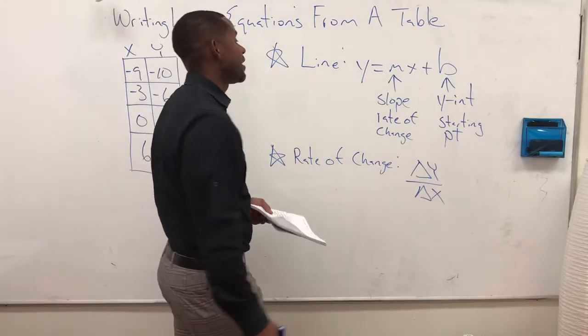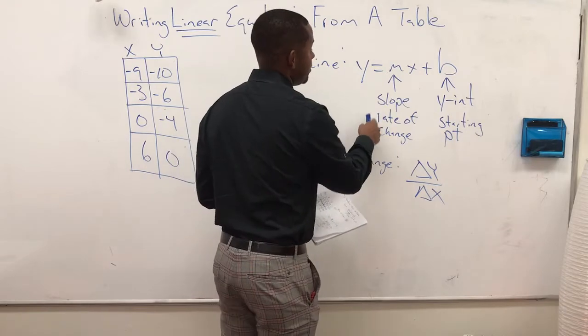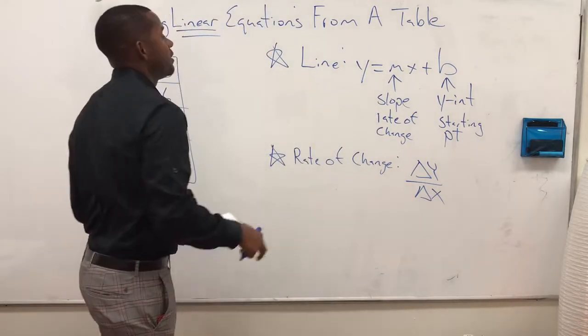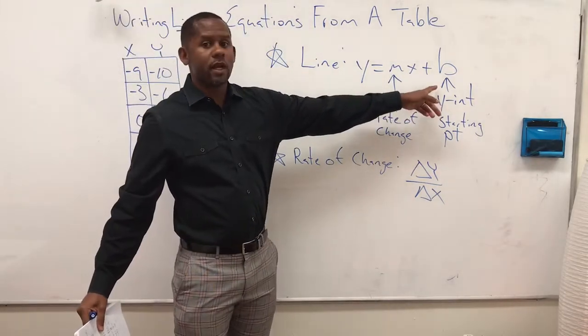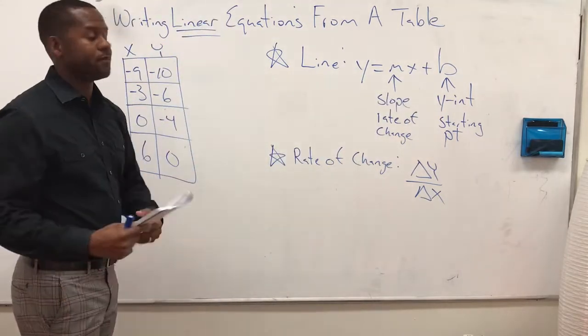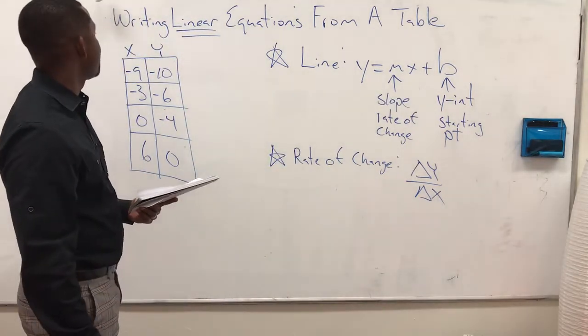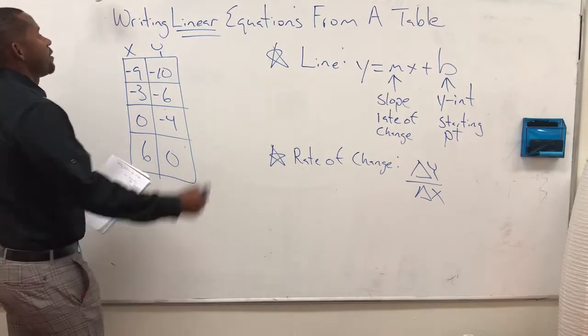There are two pieces of information that you need to get from this table. You need the slope or the rate of change, you gotta get it from here. And you need the starting point, the y-intercept. Also gotta get it from here. So let's talk about the rate of change first.